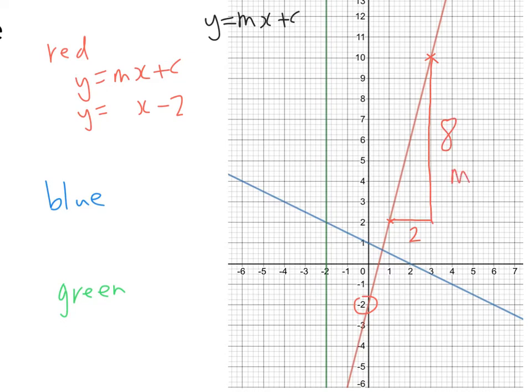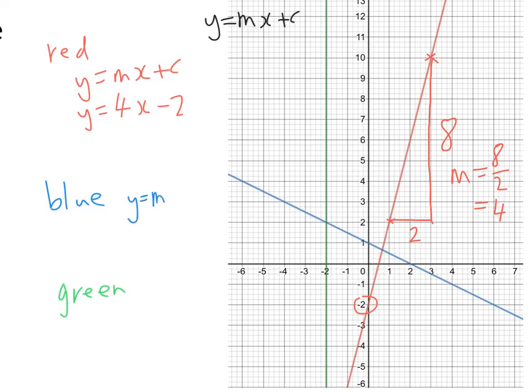So the gradient of that line would be 8 divided by 2, the change in y divided by the change in x, which is 4. So m is 4. So the equation of that line is y equals 4x minus 2. So let's go through that again with the blue line and remember what the steps are.